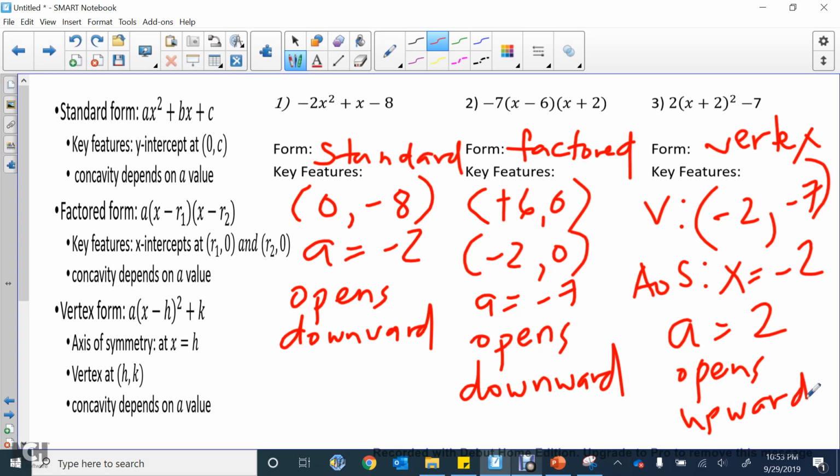So those are the forms of quadratic function: standard form, factored form, and vertex form, together with their key features.